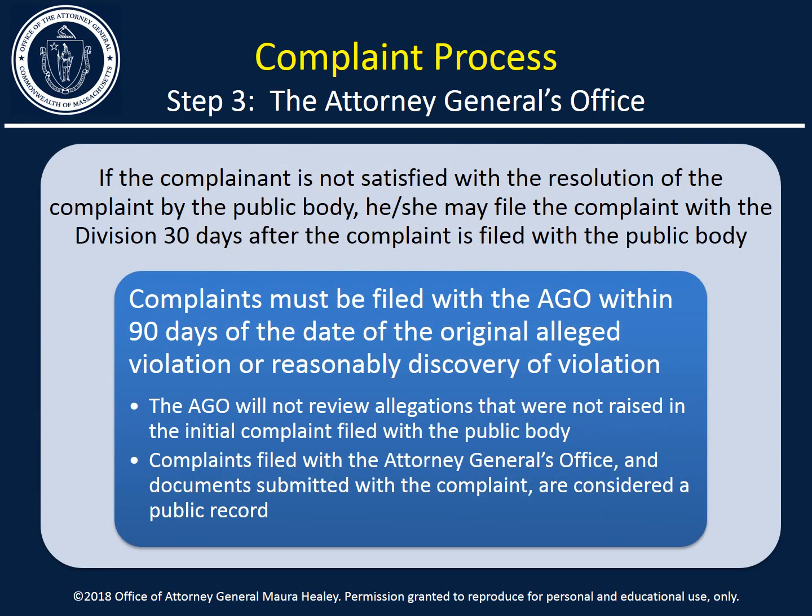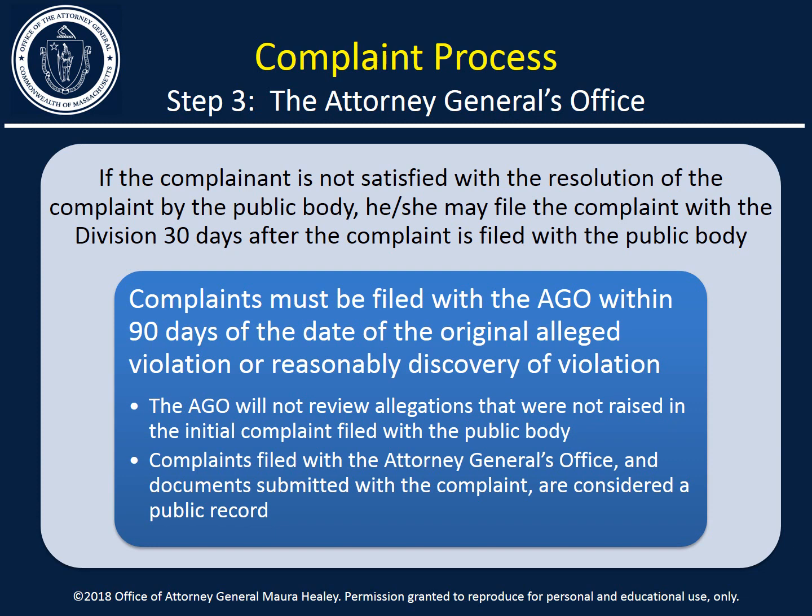If the complainant is not satisfied with the public body's response to his or her complaint, he or she may file the complaint with the Division of Open Government. The complainant must wait at least 30 days after he or she filed the complaint with the public body before doing so. To be considered timely, the complaint must be filed with the division no later than 90 days after the date of the original alleged violation.